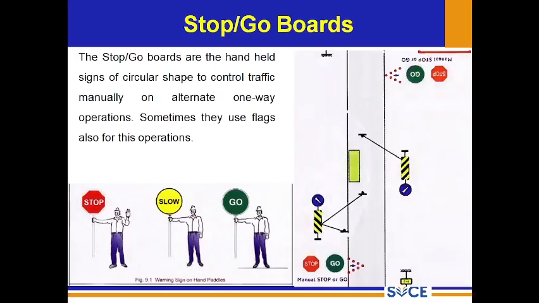The stop and go boards are handheld signs of circular shape to control traffic manually on alternate one-way operation. Sometimes they use flags also for this operation. You can see the yellow colour in the drawing, that is the work site. On either side, a person stands and operates the traffic.